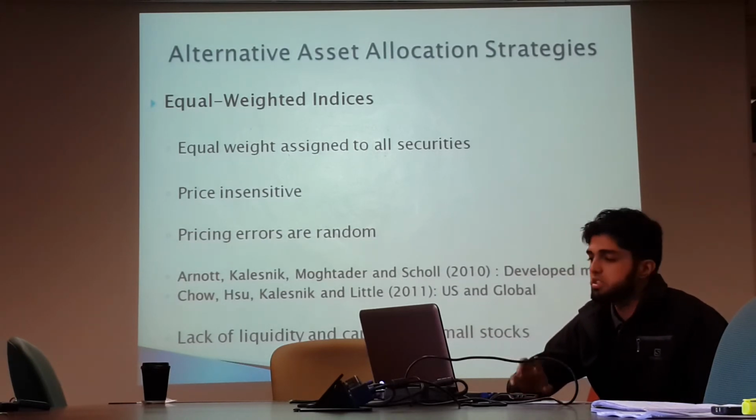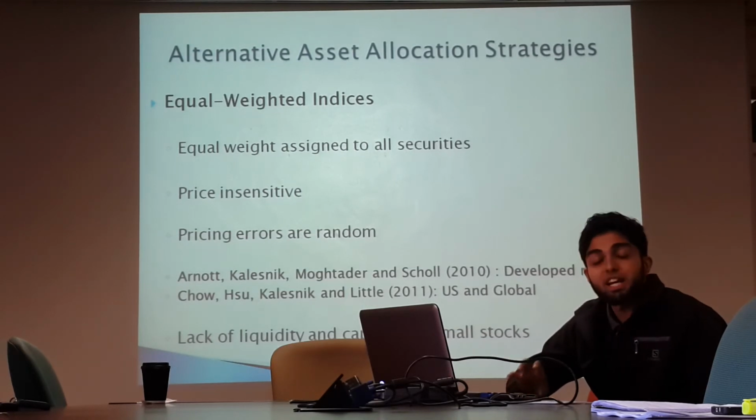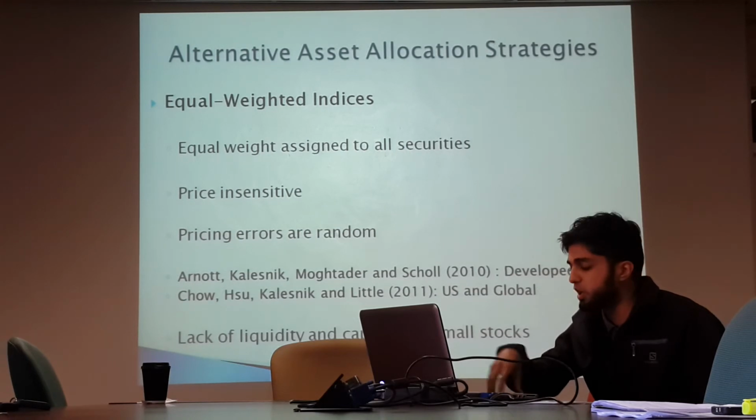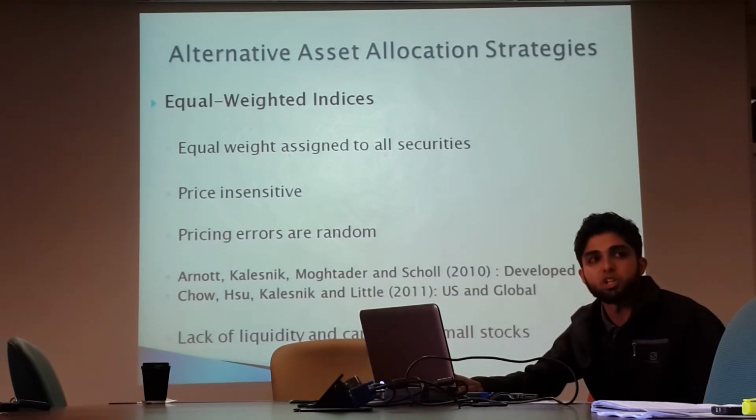One of the biggest criticisms of equal weighting has been the lack of liquidity and capacity of small stocks. Because you assign equal weightings to all the stocks, a large firm is assigned the same weighting as a small firm. However, that small firm may not have the required liquidity.